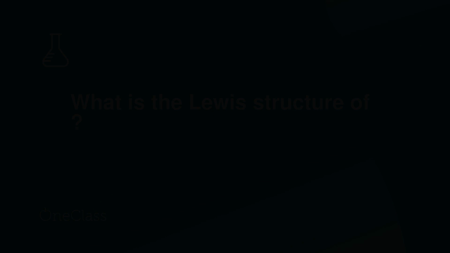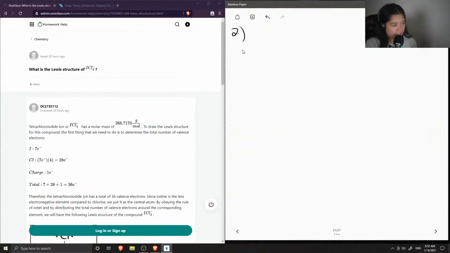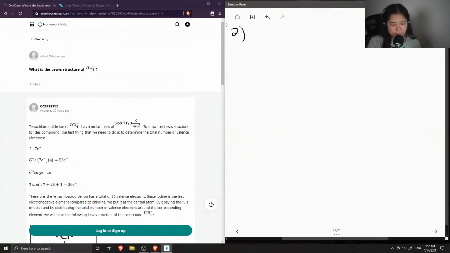Okay, so what is the Lewis structure of tetrachloroiodide? Okay, so first let's find the total number of valence electrons for this ion.